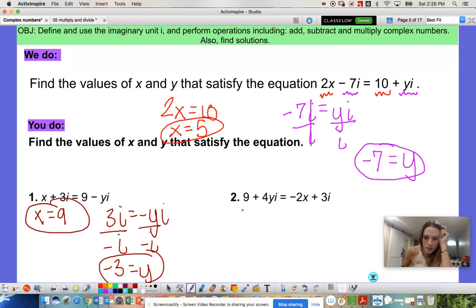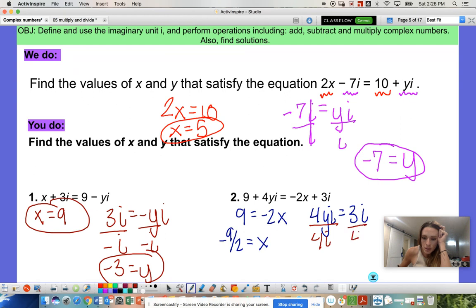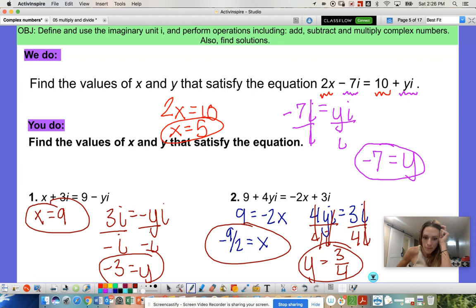Next one, 9 equals negative 2x. So x is going to equal negative 9 halves. And over here, we'll have 4yi equals 3i. We're solving for y, remember? So we just divide by 4i, because that's what we don't want. Okay, these go away, these go away. Now we have y equals 3/4.